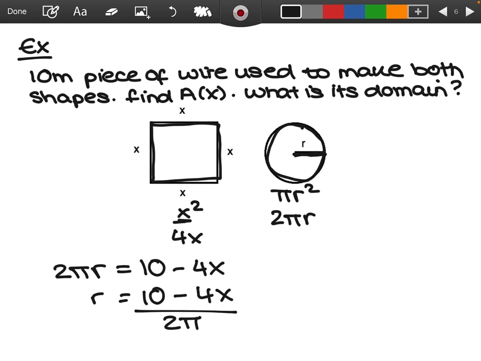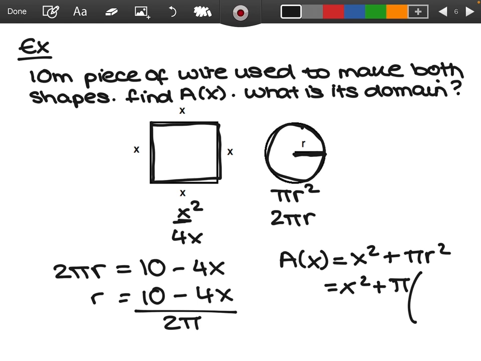So now to find my area, I can say that the area in terms of x, so the area of the two shapes put together, is going to be the area of the square plus pi r squared. But now I have r in terms of x, which is x squared plus pi multiplied by 10 minus 4x over 2 pi, all squared.